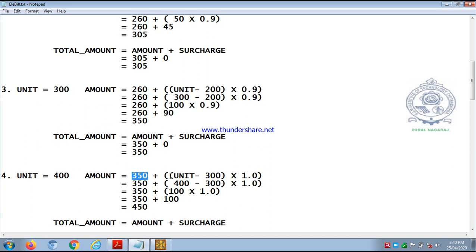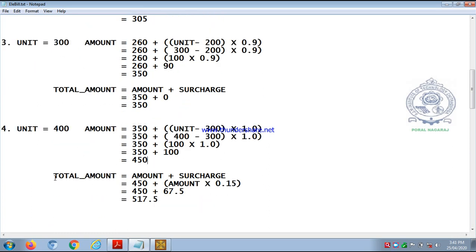For the rest of the 100 units, if unit is equal to 400, up to 300 we know it is 350, which we have computed. Plus the remaining 100 units at the rate of 1 rupee. That's what I am considering here: unit minus 300, meaning 400 minus 300, the next 100 units. So next 100 units, how much is it? 1 rupee each. So 350 plus unit 400 minus 300 into 1, which is 350 plus 100 into 1. So 450 rupees is the amount. But what is the total amount?